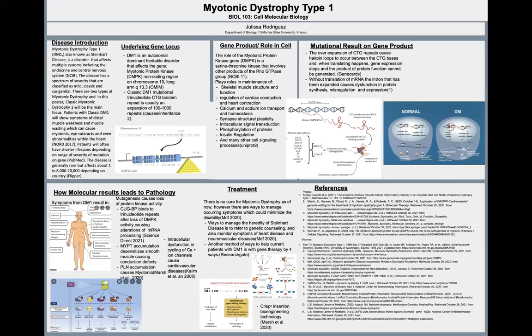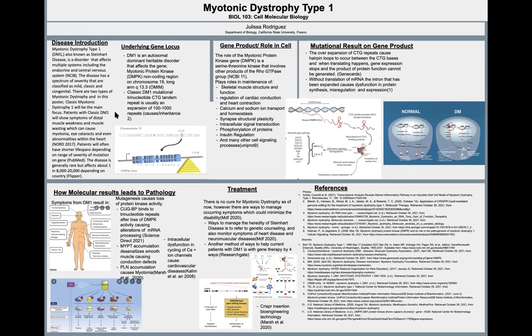Patients will also show problems in the eyes with cataracts and even abnormalities in the heart. They will have shorter lifespans depending on the severity of the mutation in the gene, and the disease often shows more symptoms with age. The prevalence of the disease is between 1 in 8,000 and 1 in 20,000, and that depends on what country you live in. It is most prevalent with patients of European descent.